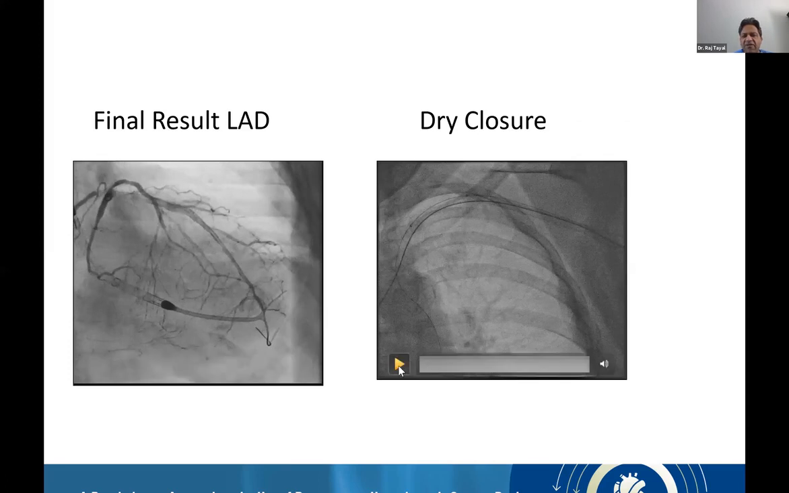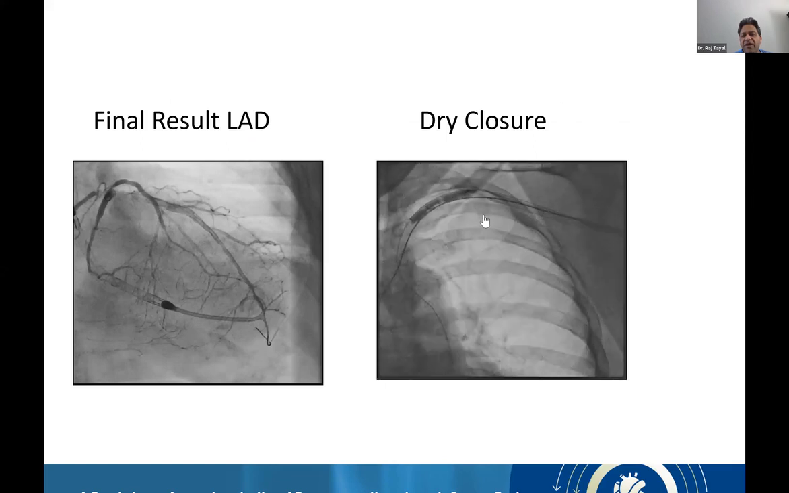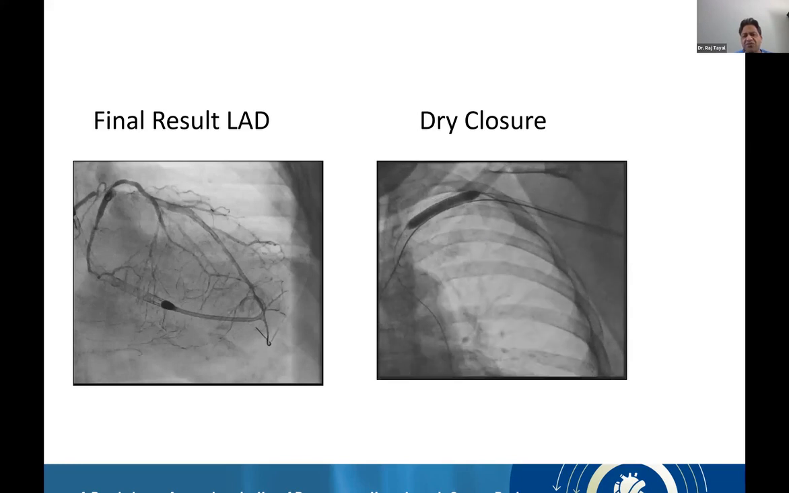And then went ahead and finished up with a dry closure technique from the left radial artery, because the patient overall appeared relatively improved. Her hemodynamics remained stable. Her blood pressure was in the 120s. Cardiac output was stable in the 1.9 to 2 range.